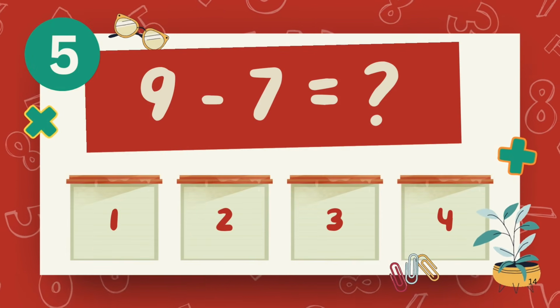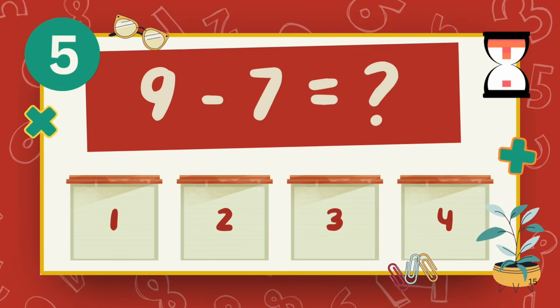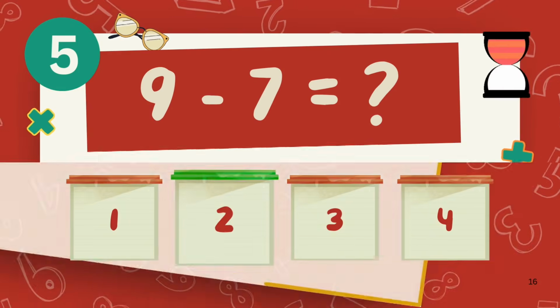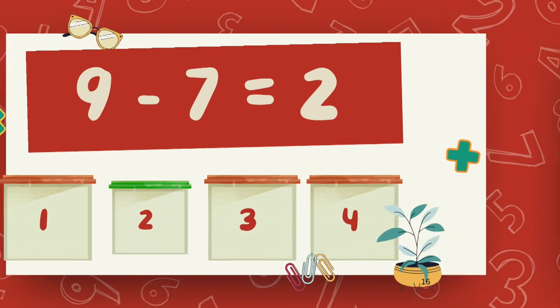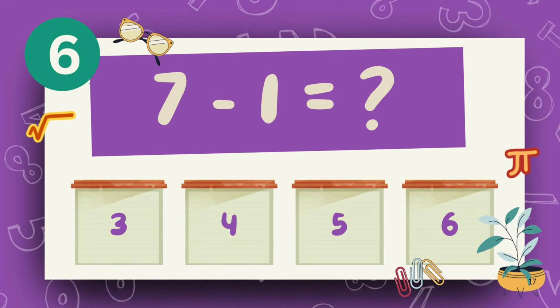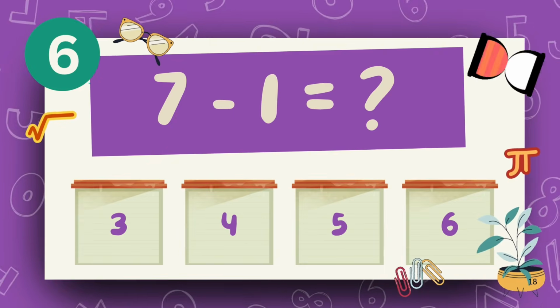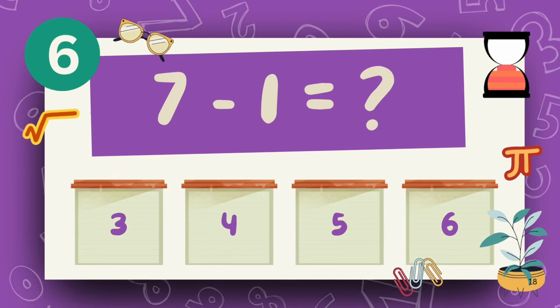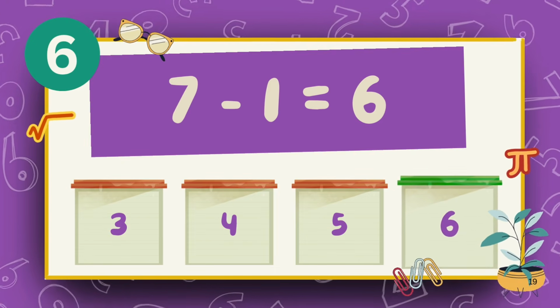What is 9 minus 7? The answer is 2. What is 7 minus 1? The answer is 6.